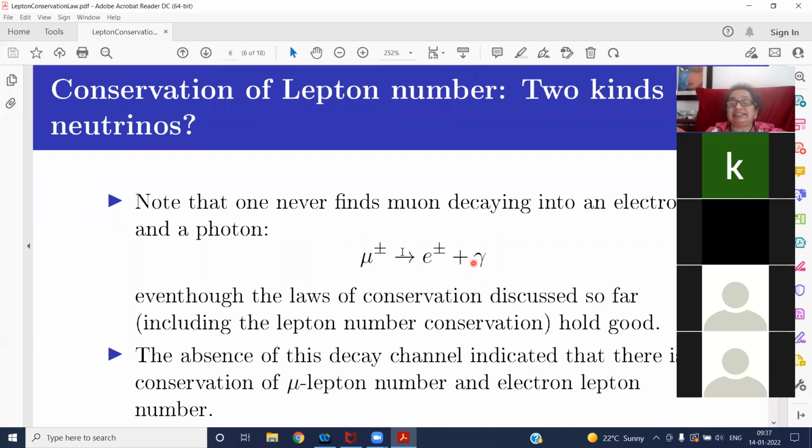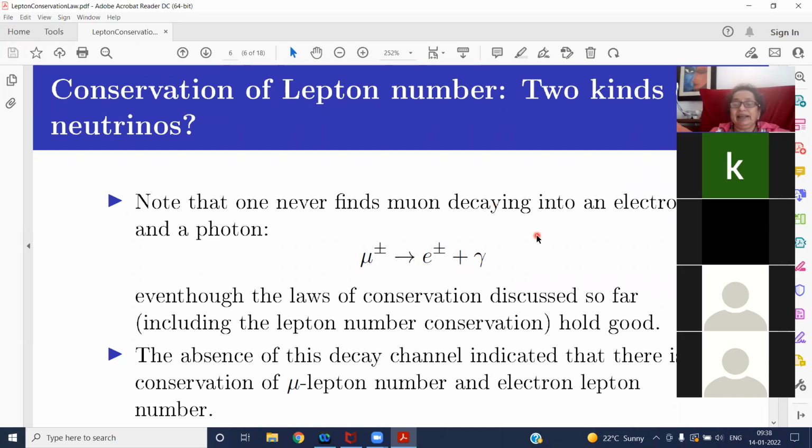So because this process does not happen, I find a new kind of conservation law. I will say this is a little subtle, but you have to give importance to it. The absence of this decay prompts scientists to say that there is something called a muon lepton number or electron lepton number. I have to make a sub-classification of my particles and then say the muon has a lepton number different from the electron's. Can I do that? In that case, how will I understand this particular process?